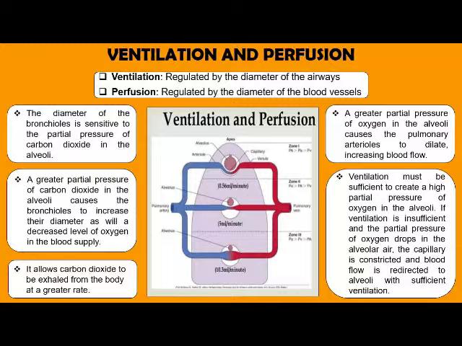A greater partial pressure of oxygen in the alveoli causes the pulmonary arterioles to dilate, thus increasing the blood flow. Ventilation must be sufficient to create a high partial pressure of oxygen in the alveoli. If ventilation is insufficient and the partial pressure of oxygen drops in the alveolar air, the capillary is constricted and blood flow is redirected to alveoli with sufficient ventilation.